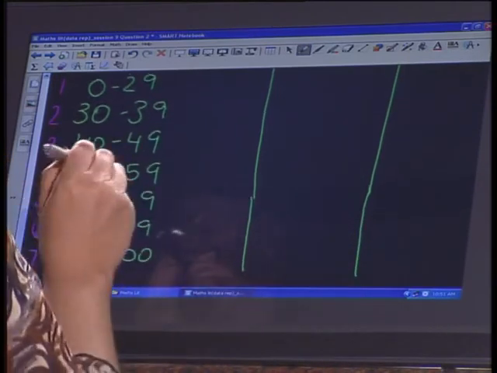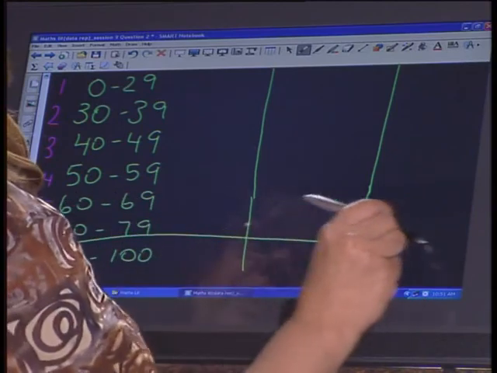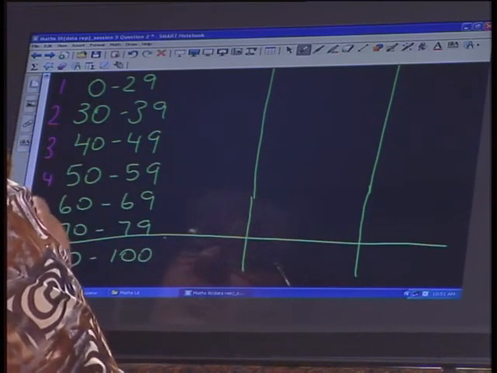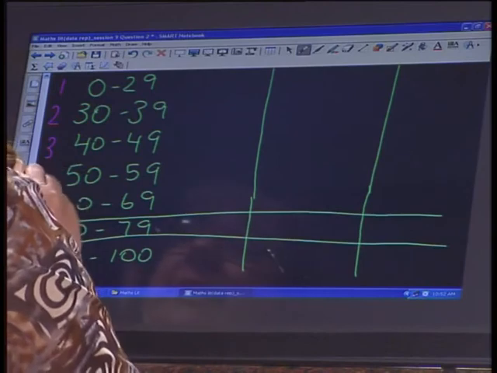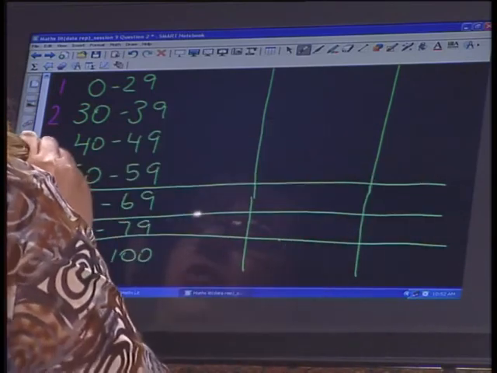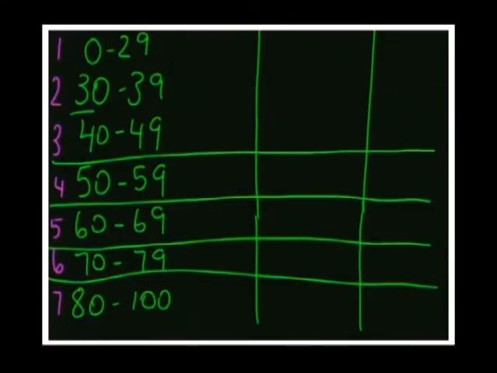Before we do that, I just want to draw some lines so that they're not the straightest lines in the world, but at least it is a little bit neater and I know where these are filling in.